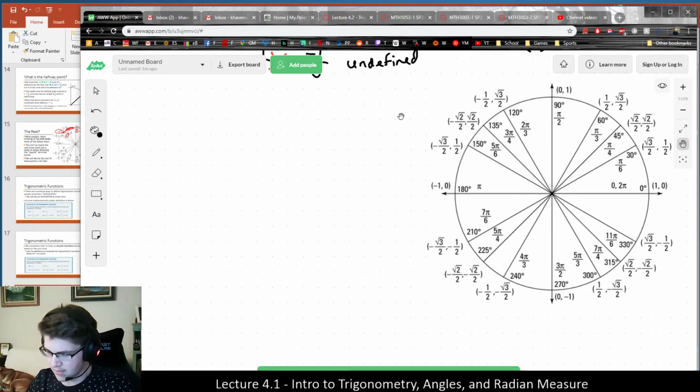So let's go ahead and do sine of pi over 2. And so again, looking at that point itself, pi over 2, sine always is going to return y by definition. So at that point, y is 1, so sine of pi over 2 must be equal to 1. Cosine of pi over 2 is always x, 0.